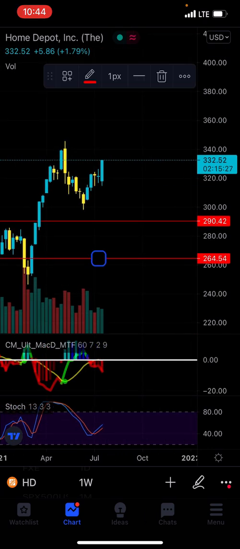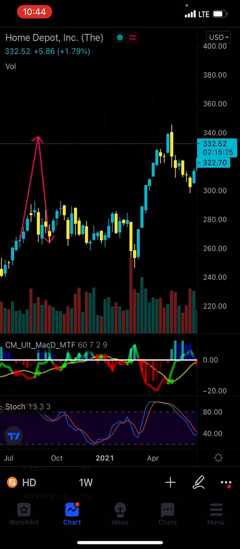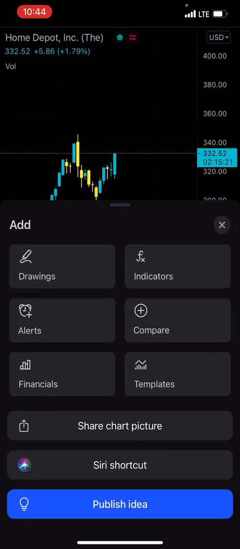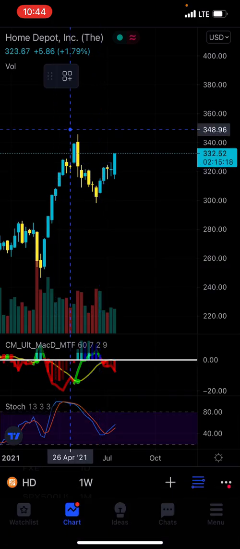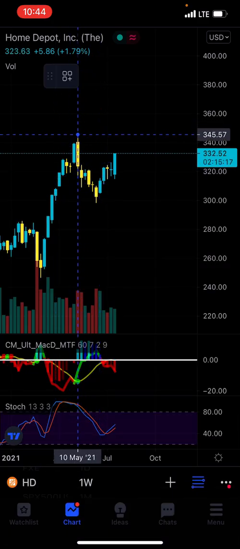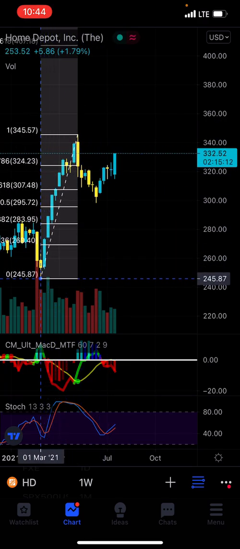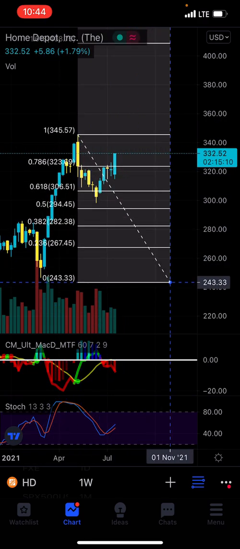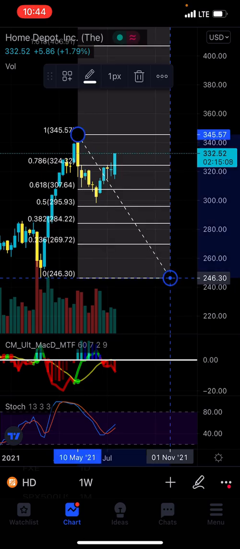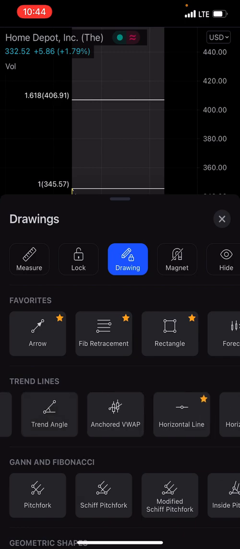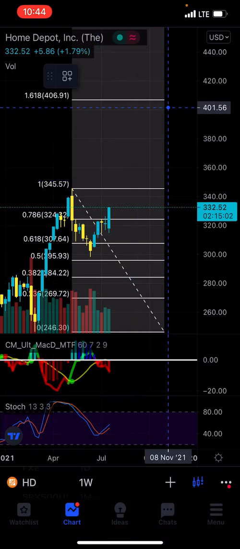So for Home Depot right now, there's only one real way that I would play this, and it would have to break all-time highs, at least from what the chart shows. All-time highs right now would be up here, which is 345.57, and then you would take it to lows down here on March 1st of 2021. So you would basically take it down there, and then again, like always, we can use our forecast tool to aid there.